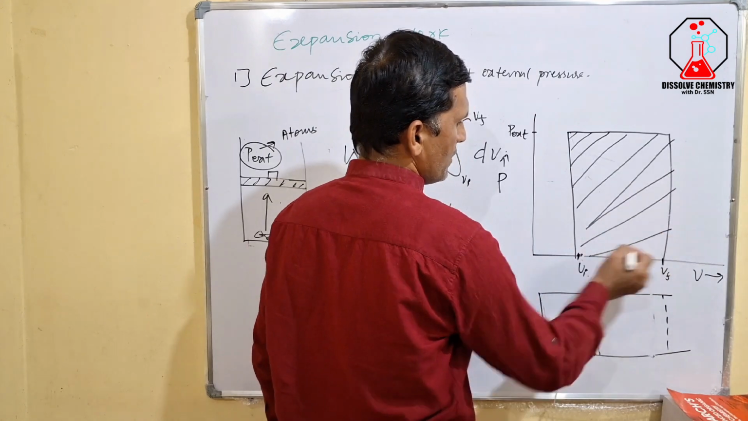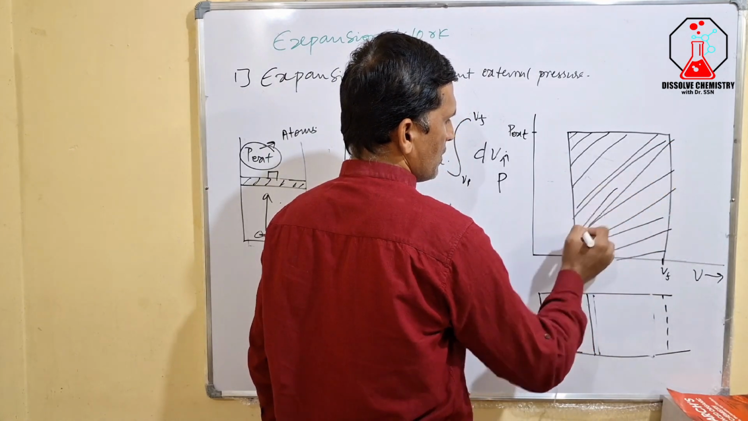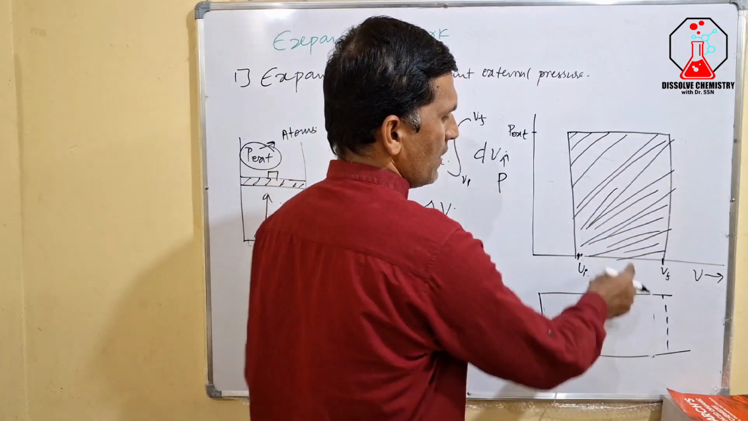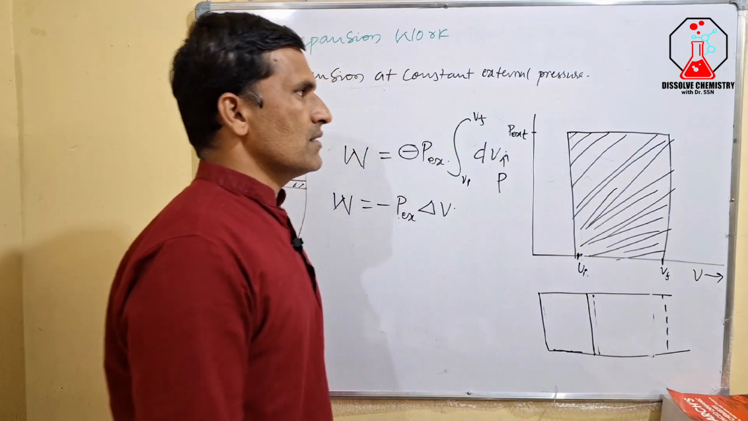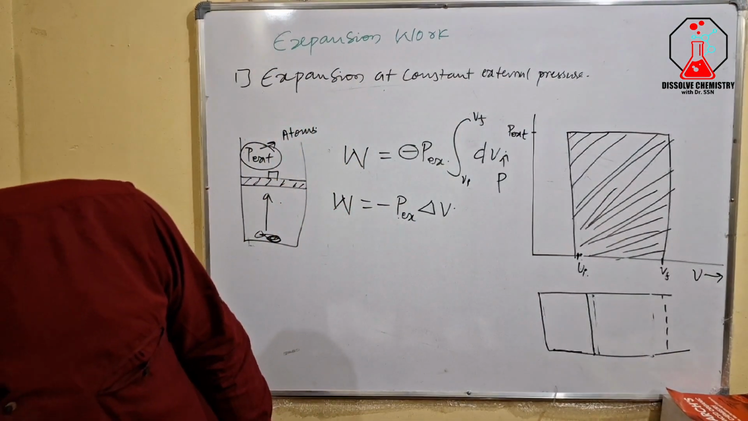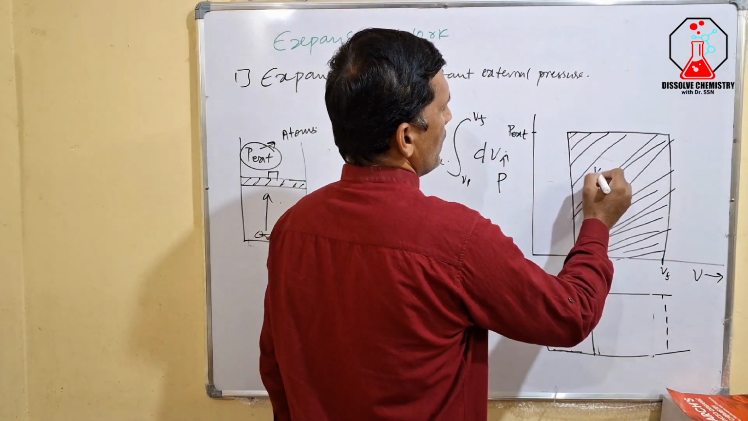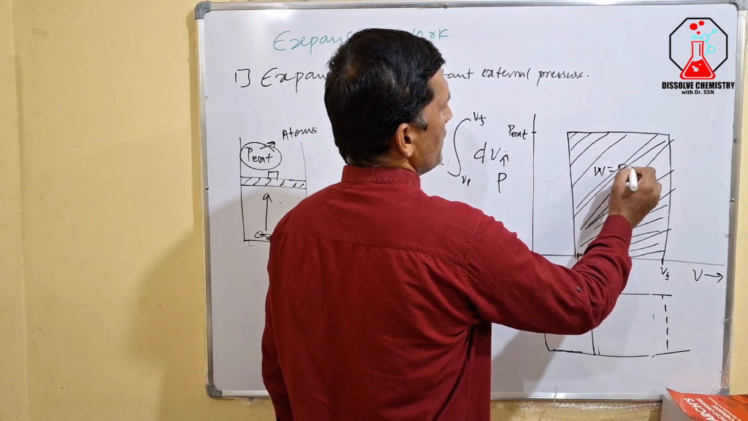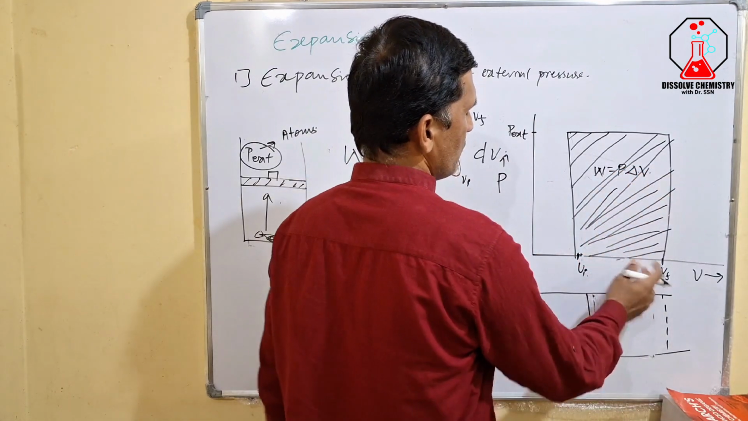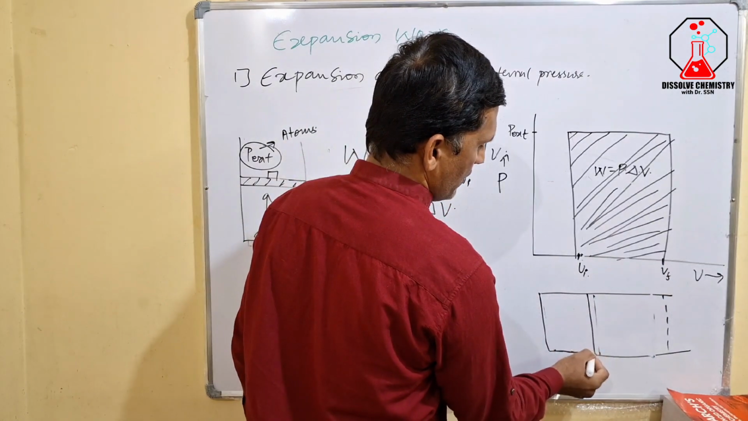The area under this curve, okay, the shaded area represents the work done by the gas. This is how we are going to represent it. So here, work done will be equal to P into delta V. So that is V final minus V initial, okay.